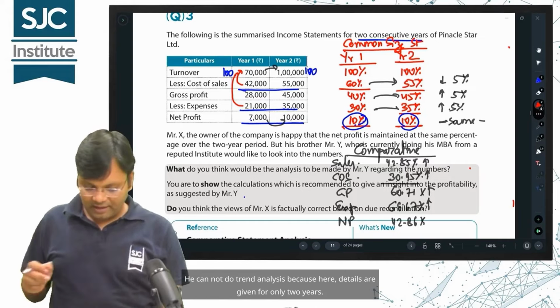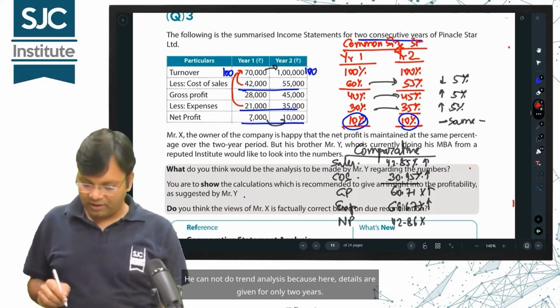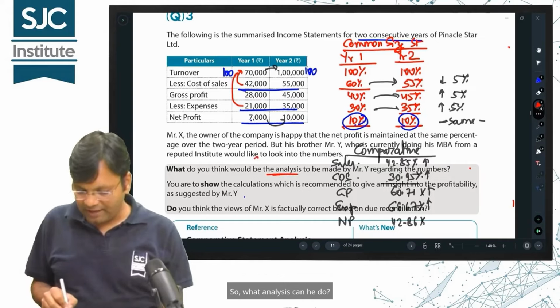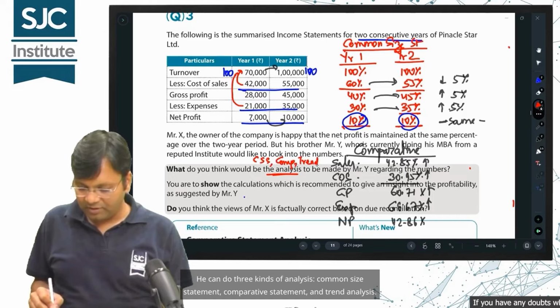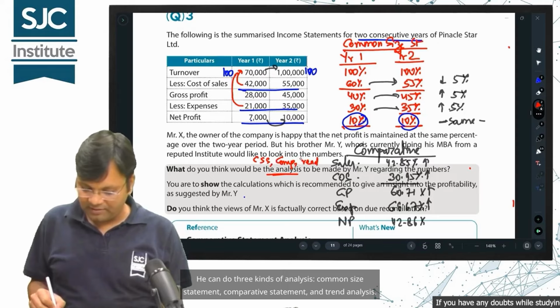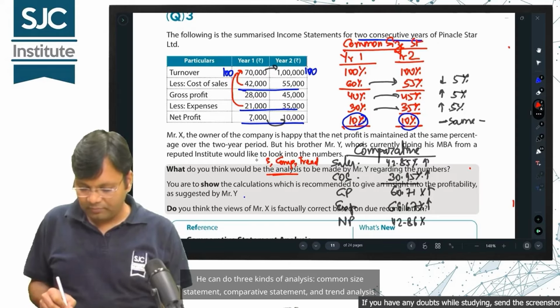He cannot do trend analysis because here, details are given for only 2 years. So, what analysis can he do? Common size statement, comparative statement, and one trend analysis. He can do 3 kinds of analysis: common size statement, comparative statement, and trend analysis. Got it?